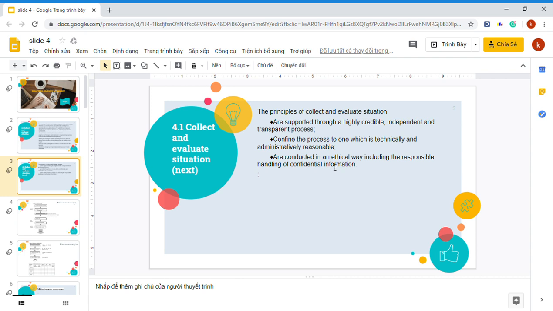Ensure responsible handling of confidential information.